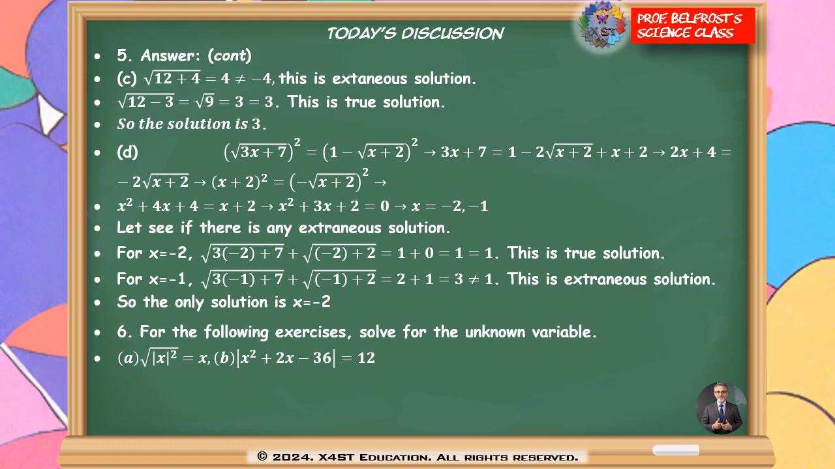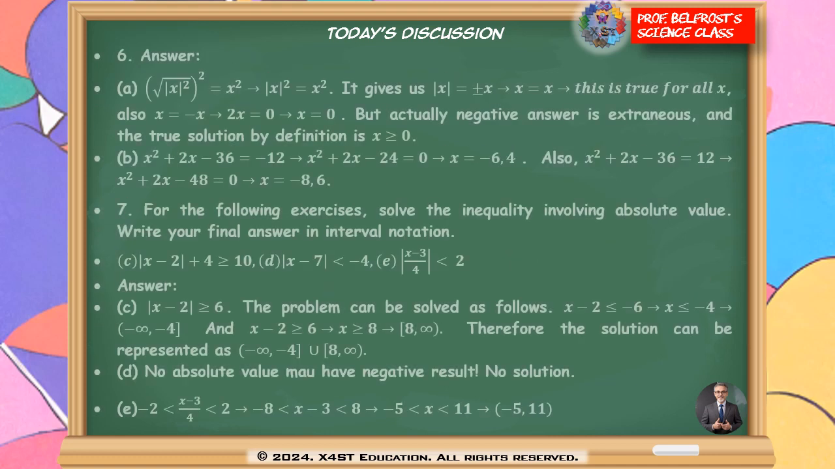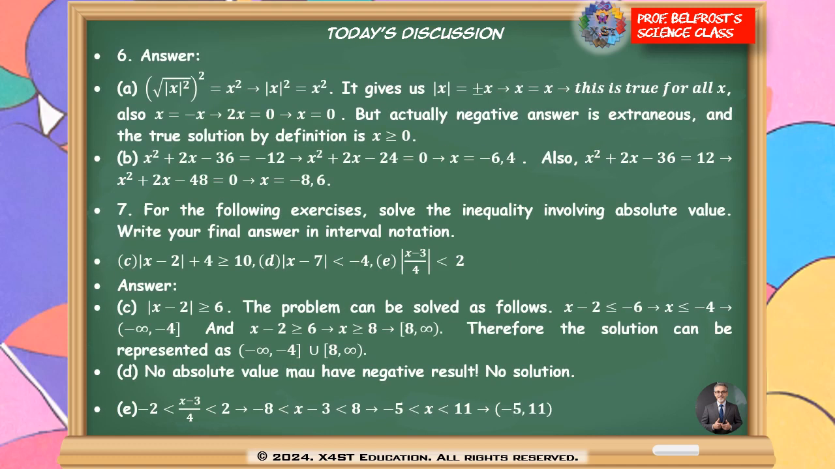Okay. Number 6, for the following exercise, it is solve for the unknown variables. Now we are dealing with absolute values. It's quite tiring sometimes for some absolute things. So actually for absolute it's very easy, very simple. Absolute means that it can be positive and it can be negative for the right hand side. So that's the only thing that you need to memorize about absolute things. Okay, so there's the explanation for A and B.